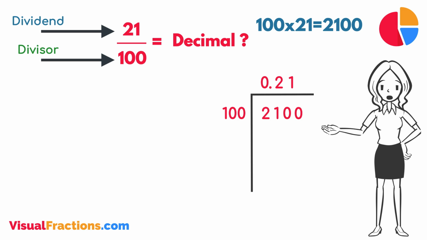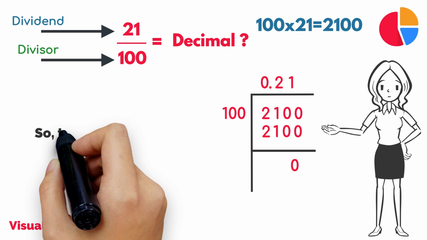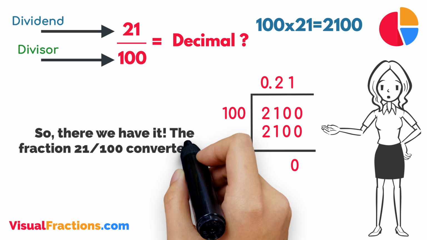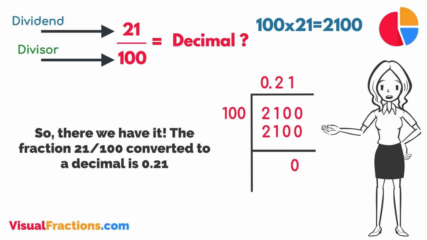Multiplying 21 by 100 gives us 2100. When we subtract 2100 from 2100, we get a remainder of 0. So, there we have it. The fraction 21/100ths converted to a decimal is 0.21. This conversion process demonstrates a straightforward method to understand and represent fractions in decimal form.